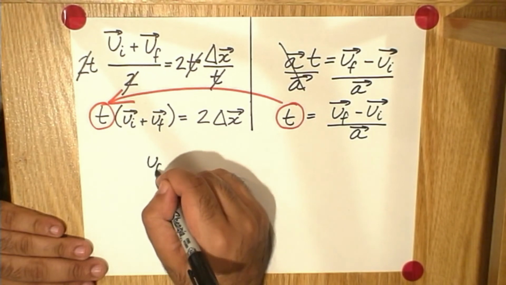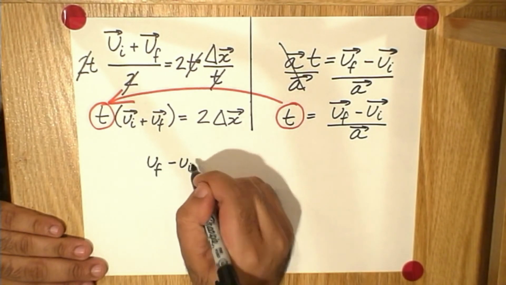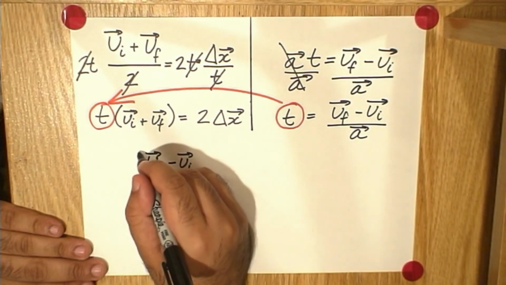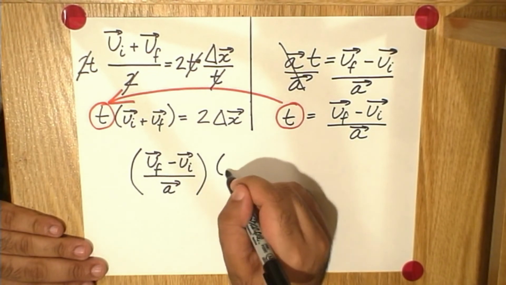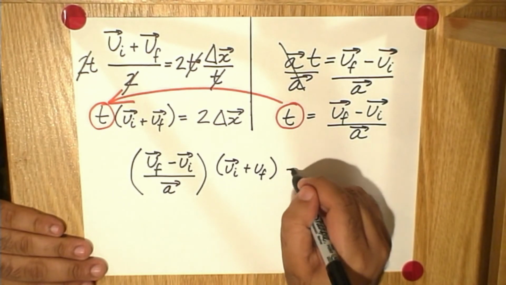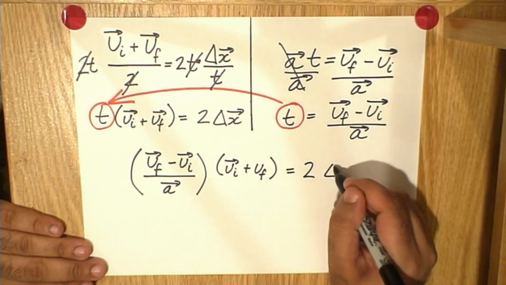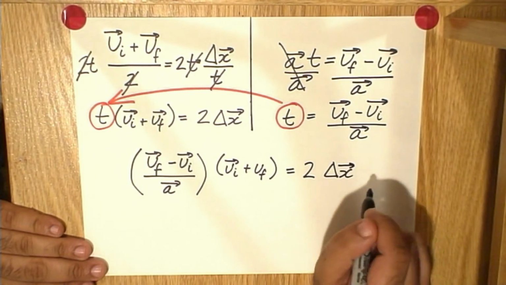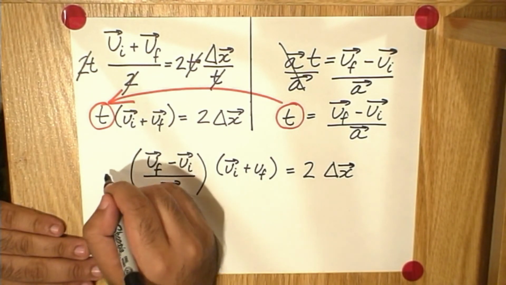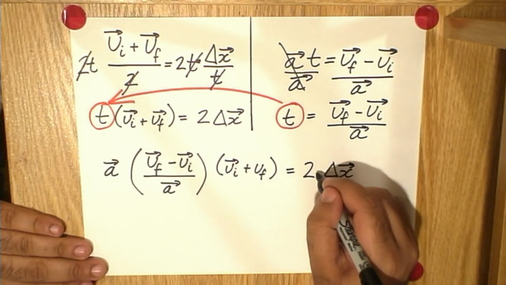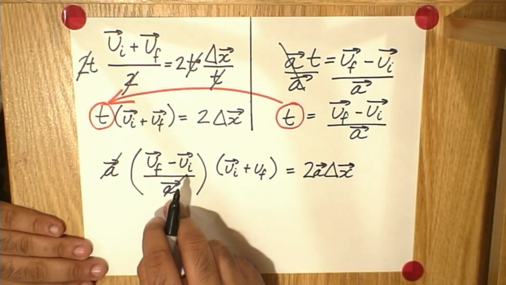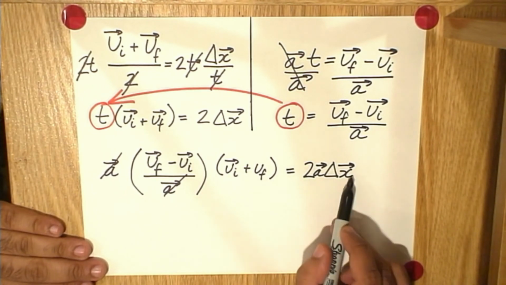When we do, we get the following. V final minus V initial divided by acceleration, all of this multiplied by v initial plus v final is equal to 2 times delta x. There are two things that I can do now. First, I can multiply both sides by acceleration, which means that acceleration will cancel from the left side, and I'll have 2 times a times delta x on the right.